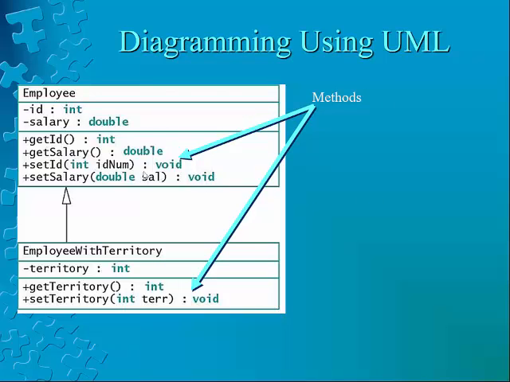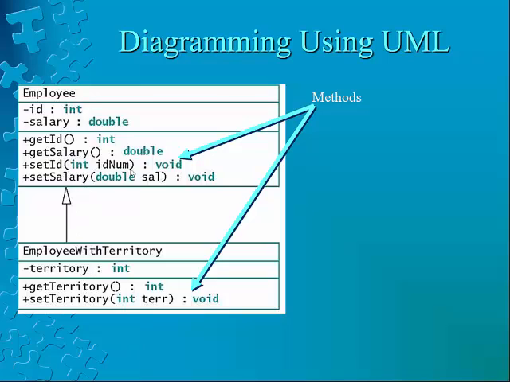The bottom section of each class box is the methods. Here you can see Employee has get ID, get salary, so you can start to get the idea that these are the getters, here are your setters, and any other methods that are associated with Employee would be in this box. Same thing here, get territory and set territory.